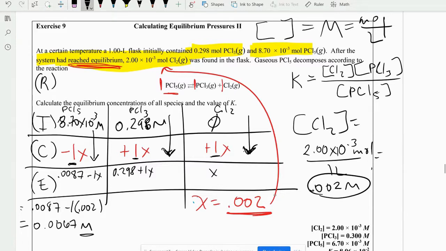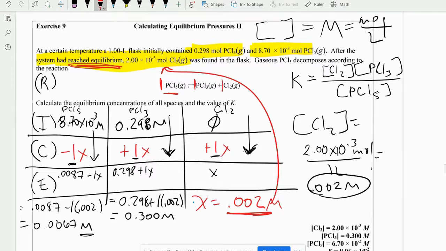All right, let's go ahead and do the calculations for PCl3. 0.298 plus 1.002. I think you get 3 molarity. And by the way, this one was M. Look at that, you guys. You now know the equilibrium concentrations for all the species in the chemical reaction.